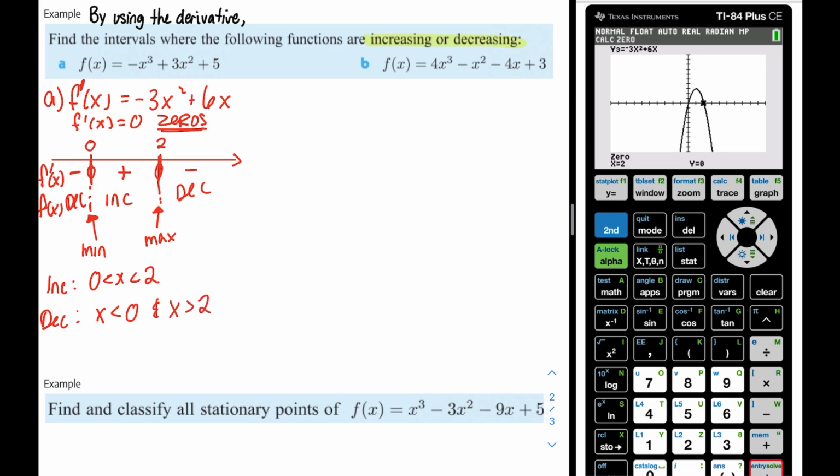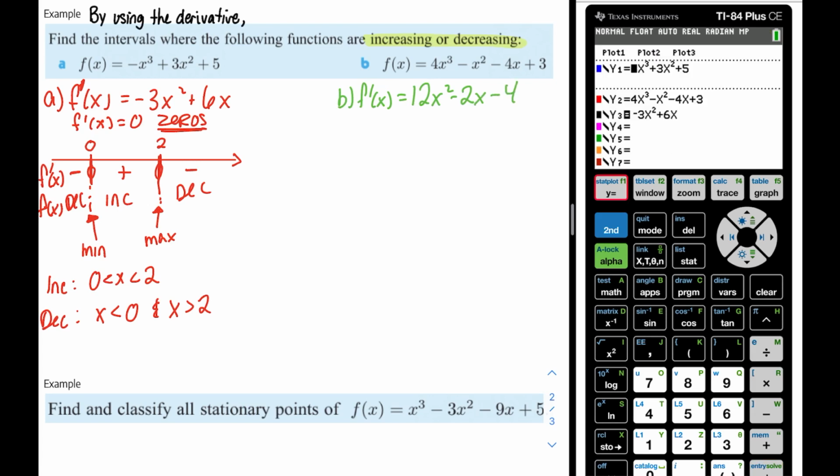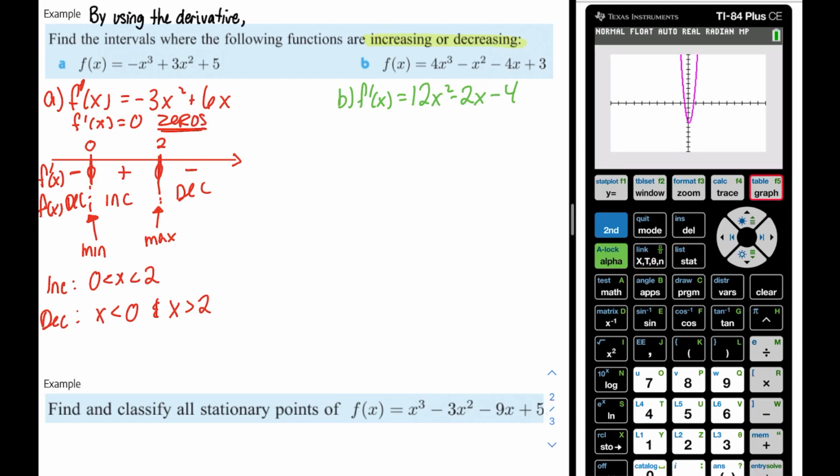And we're going to do the same thing for the other question. So the other question, we also have a cubic. So what is the derivative of our cubic? We're going to have 12x squared minus 2x minus 4. I'm going to go ahead and graph that. And there I'm going to have my quadratic.